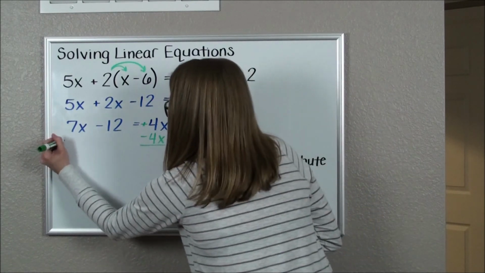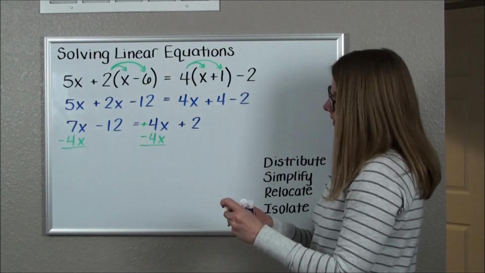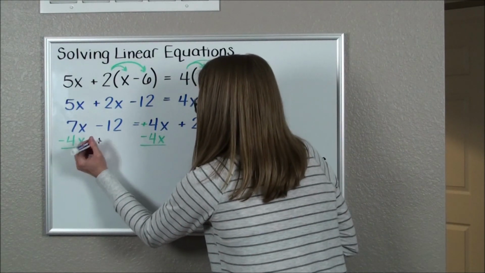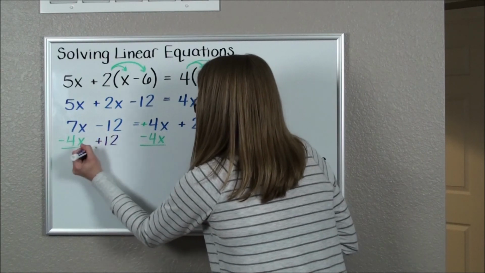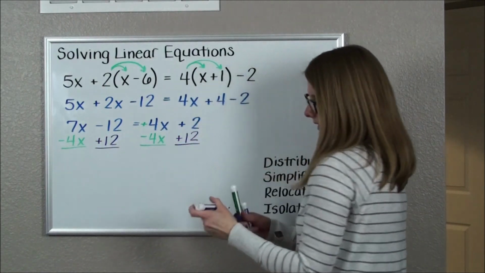Again, always that opposite sign when you relocate. And then for the constant numbers, I've got negative 12 that I'd like to relocate. I'll use addition to relocate that negative, so adding 12 to both sides.